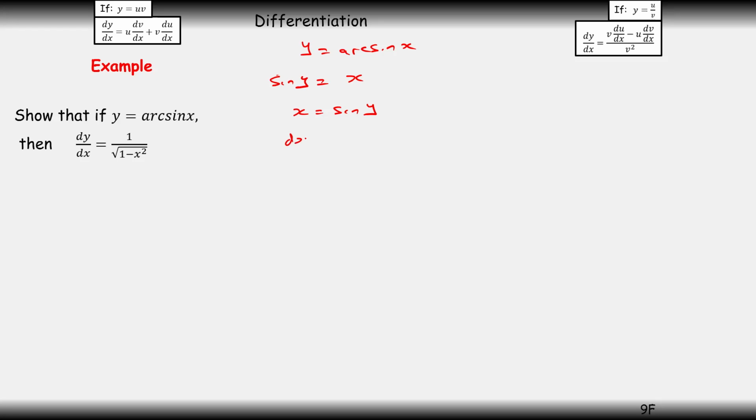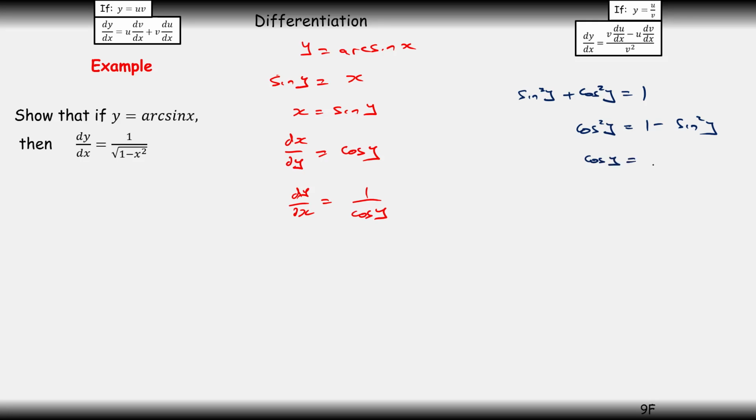then if I differentiate x with respect to y, differentiating sine of y gives me cos of y. If I invert or flip both sides, that means dy over dx is equal to 1 over cos of y. Not quite there yet, but let's look at this cos. Now, if I just change to a different color, let's use blue. Now I know that sine squared y plus cos squared y is equal to 1. That means that cos squared y is equal to 1 minus sine squared y. So cos y is equal to the square root of 1 minus sine squared y. But I also know that sine of y is equal to x. So cos of y is equal to the square root of 1 minus x squared.